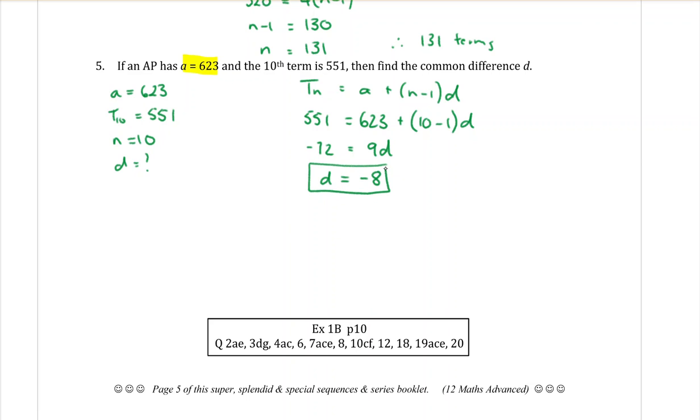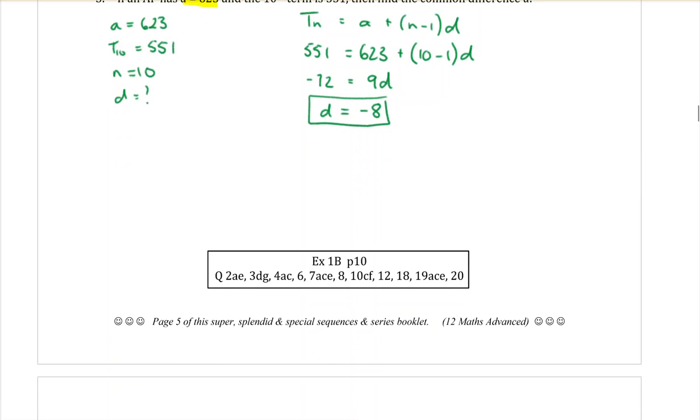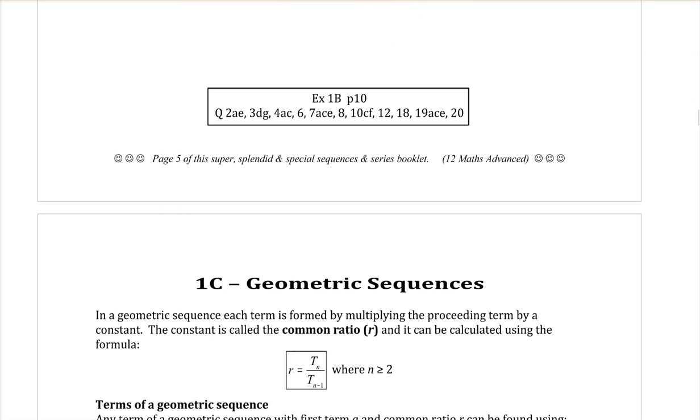That's it. So 1B there will be all about arithmetic progressions, and then next lesson we'll go on to 1C, which is the other type, the geometric.